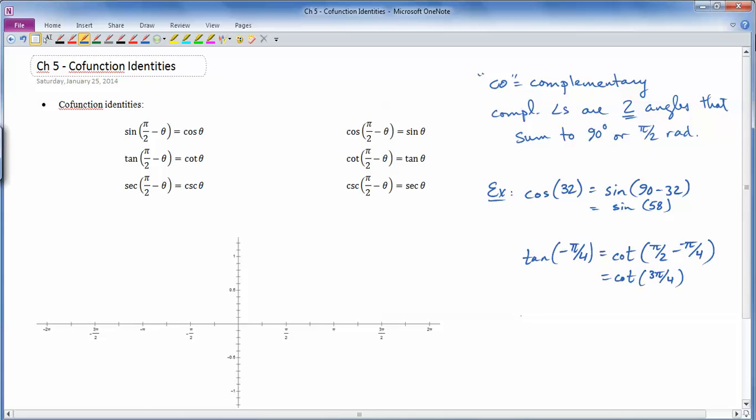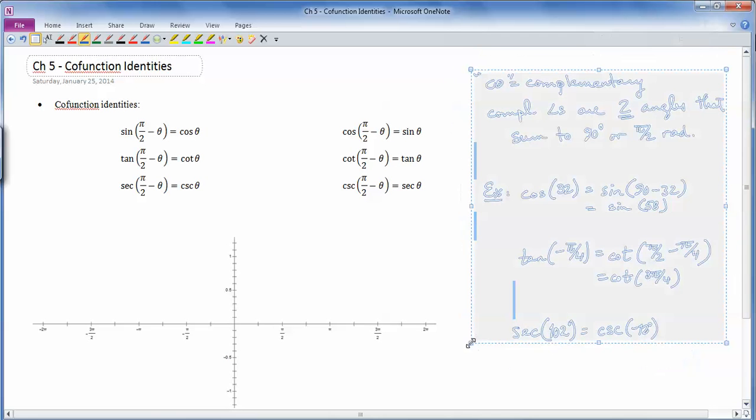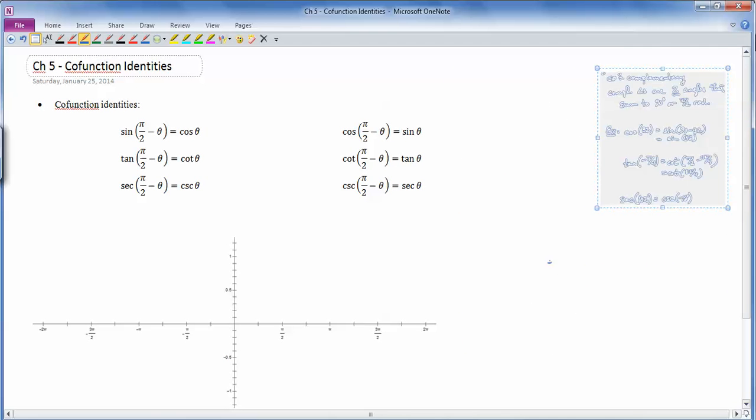Let's do secant. So if I had secant of, let's say, 102 degrees, well, then I know that's got to be the same as its cofunction, and I'd plug in its complementary angle, which would be negative 12 degrees. Okay, so there are some quick examples of how that comes in handy. And let's take a look at how we actually can show that these things are the case.